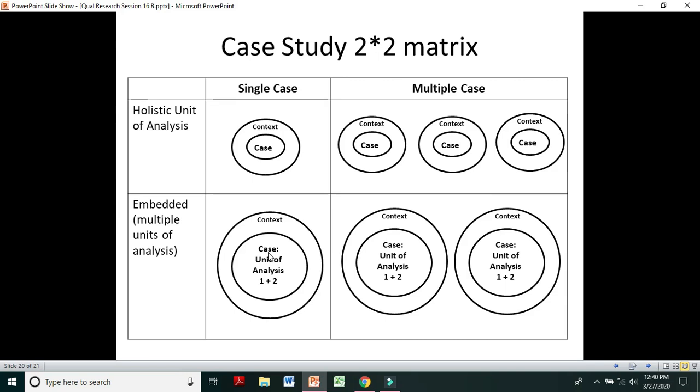So same, you can see here that when it comes to multiple cases, multiple cases are also studied with different units of analysis. There could be 1, 2 or 3 units of analysis. So this is a simple matrix of a case study.